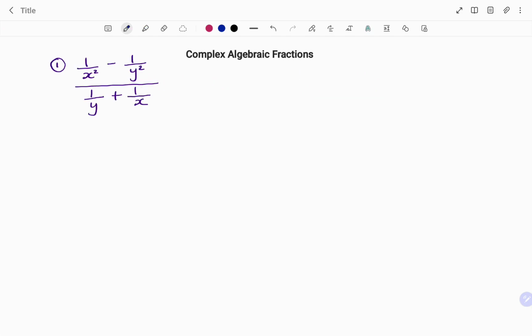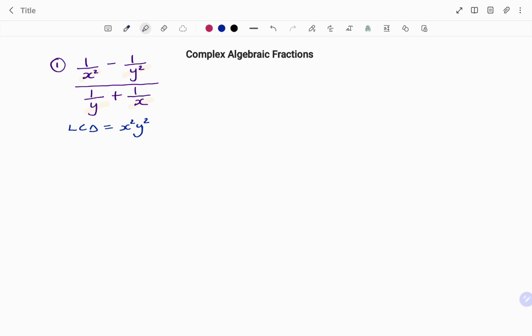In the first example, we have 1 over x squared minus 1 over y squared, all divided by 1 over y plus 1 over x. Using the LCD method, or the lowest common denominator, the lowest common denominator is x squared y squared. Note that your LCD must be a multiple of all the denominators shown. That is, all the denominators must be a factor of your LCD.